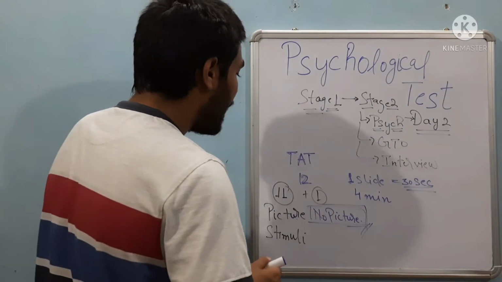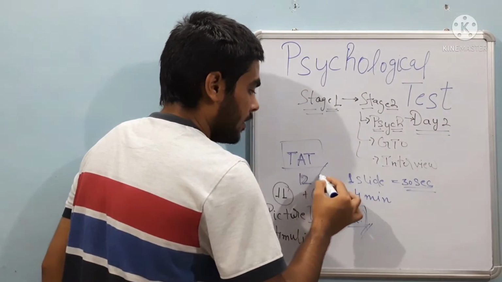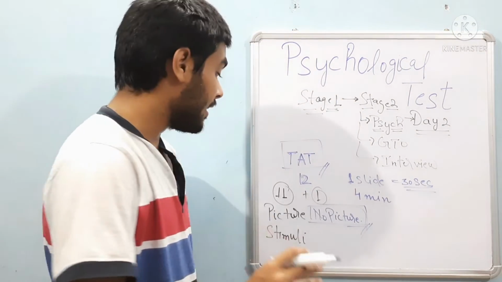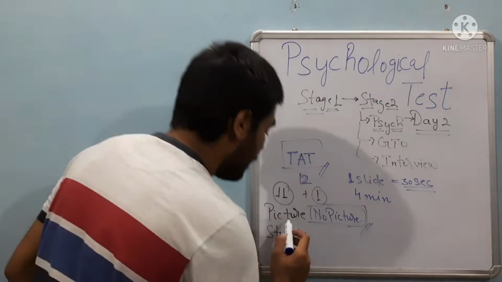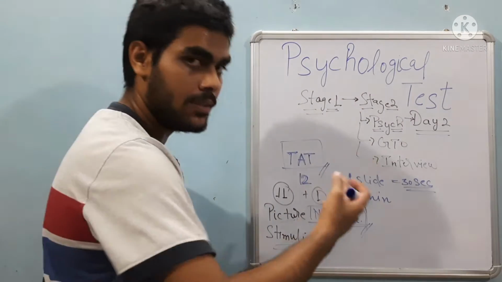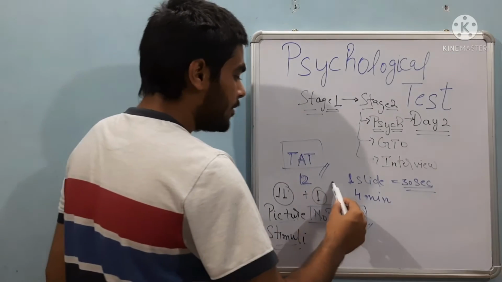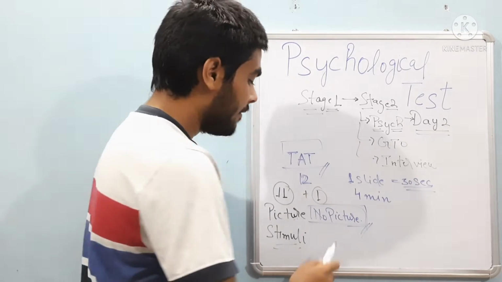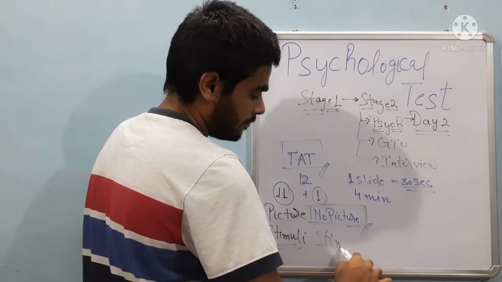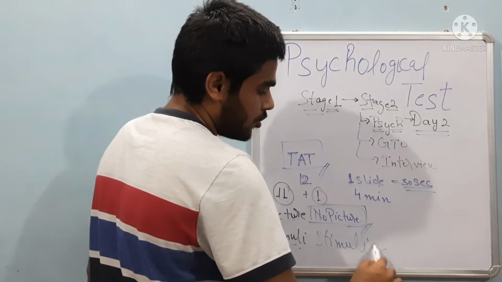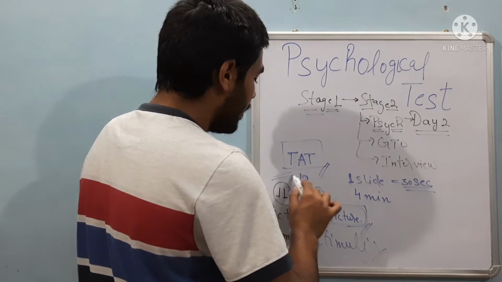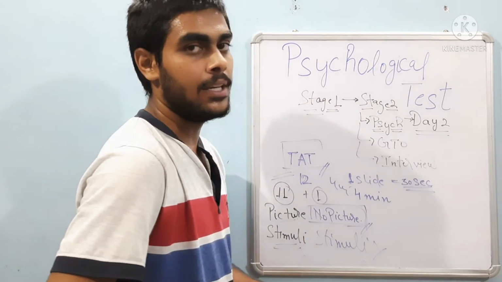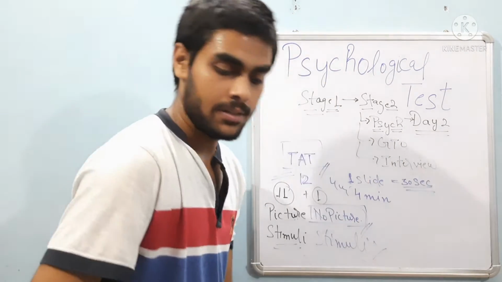So I hope the TAT process is clear. You will be shown 12 slides. In that, 11 slides will have a picture, which is the stimuli, and after that, one slide will have no picture and no stimuli. You have to write in 4 minutes, and you will get 30 seconds for observation and thinking about what you will write for that picture.